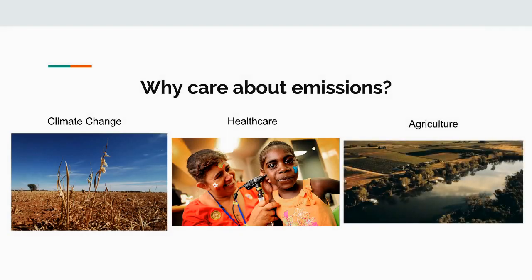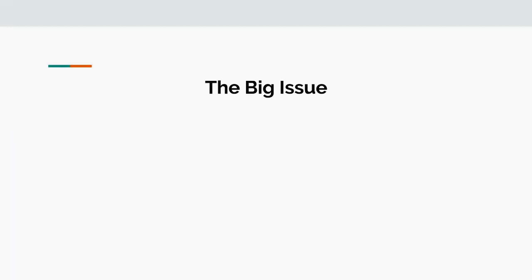And lastly, it's super important for agriculture. I'm sure everyone is aware that agriculture is very popular in the media, and particularly when it comes to pollution, coal seam gas, fracking the Murray-Darling Basin, that sort of thing. Very important that people know about it.